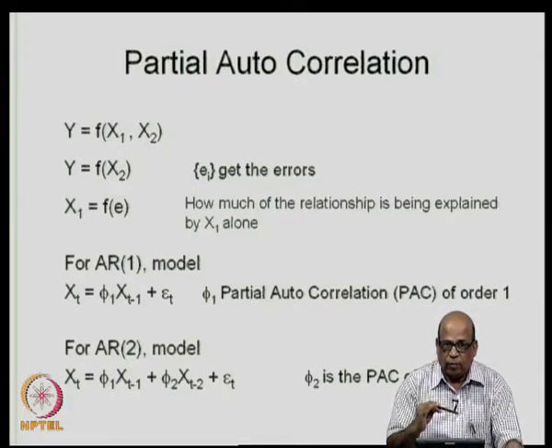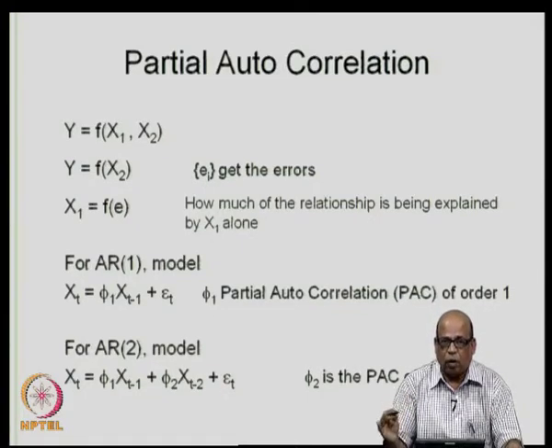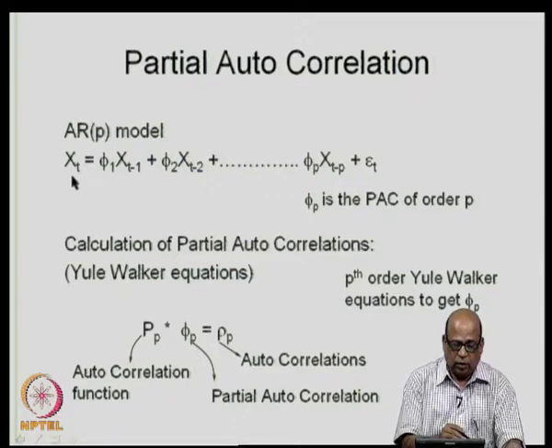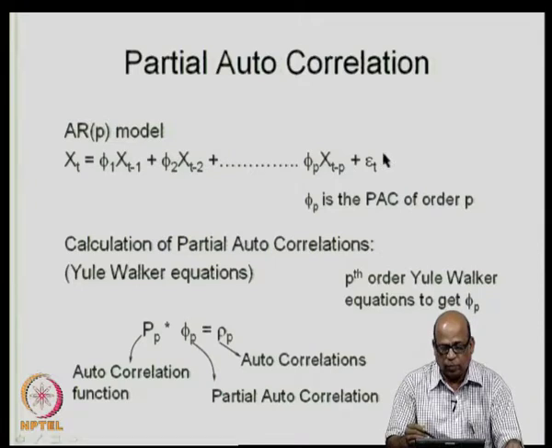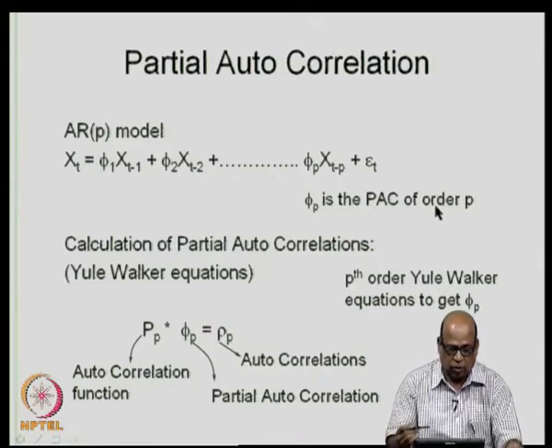If you want phi 2, or the partial autocorrelation of order 2, you write the AR2 model, and the phi 2 that you write here for the AR2 model is in fact the partial autocorrelation of order 2. So, in general, the phi p of the AR p model indicates the partial autocorrelation of order p. So, any AR p model you write like this, x t is equal to phi 1 x t minus 1 etcetera, phi p x t minus p plus epsilon t. The phi p of the AR p model is the PACF of order p.